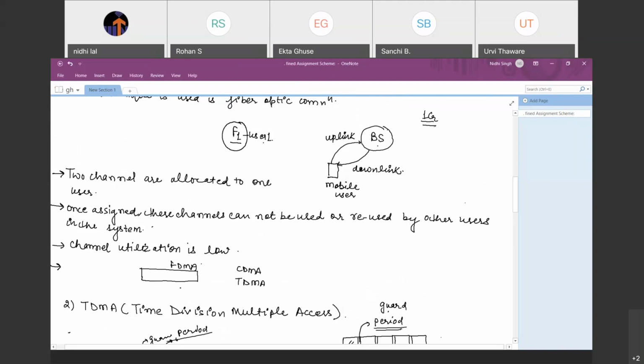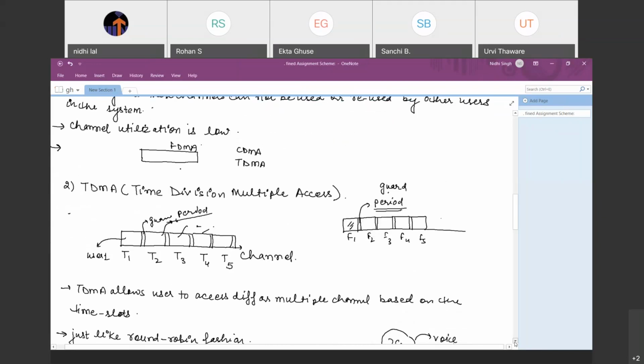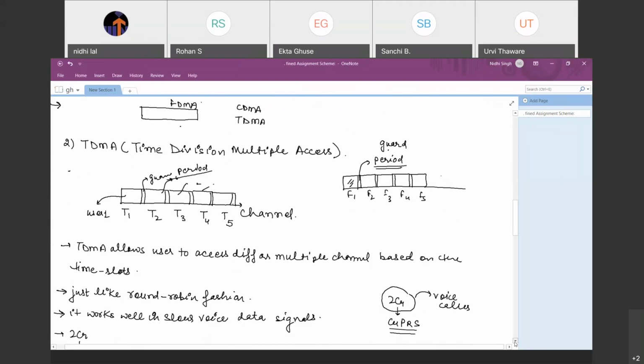So now that is all about the fixed assignment scheme, and two schemes are also remaining. These schemes are called the random assignment scheme. So in the random assignment scheme, we will learn about the Aloha system as well as the solution of the hidden terminal problem and the exposed terminal problem in my further lectures.